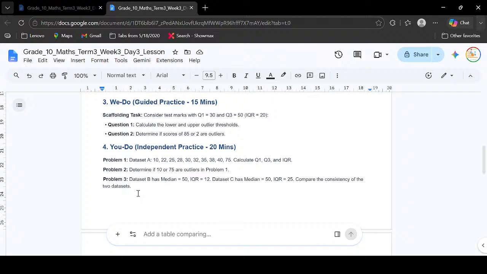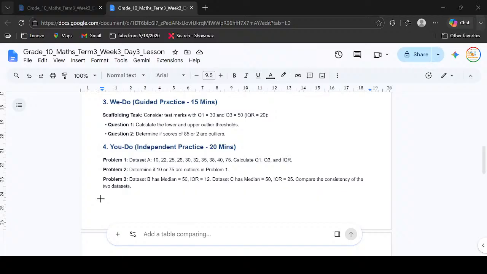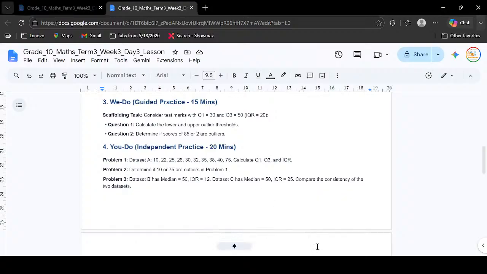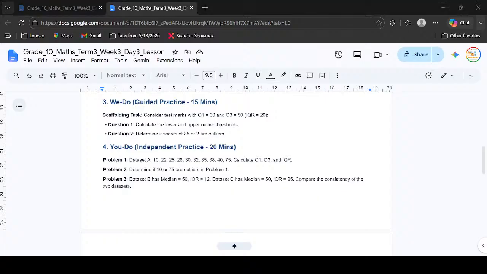So we're supposed to calculate Q1, Q3 and the interquartile range. Remember, we can't get to Q1 and Q3 without Q2, the way we're doing it. So that's where we're going to start.